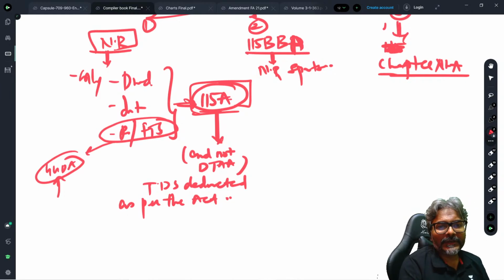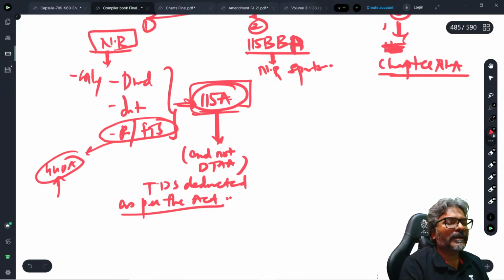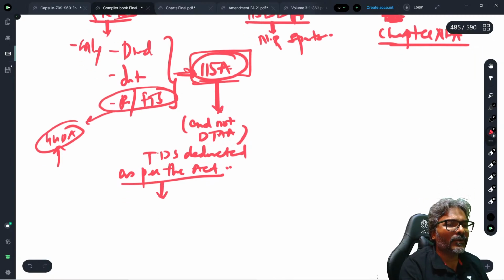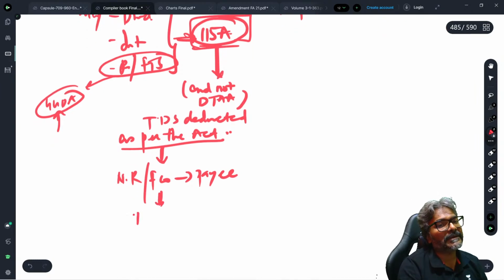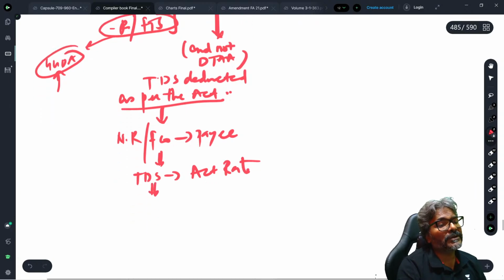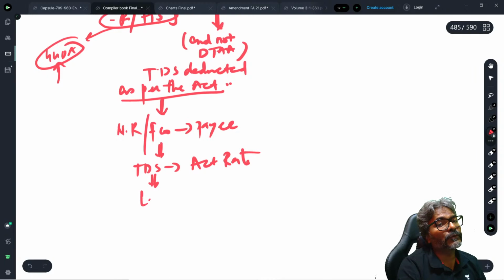Okay. So TDS has been deducted as per the Act rate. Now TDS, students, goes without saying. Again, last point, students: you all know, if the NR or the foreign company is the payee, the TDS is as per the Act rate. So just keep in mind, TDS is as per the Act rate, not the treaty rate. Then what is the conclusion? The conclusion is that we have to load HEC on the Act rate.